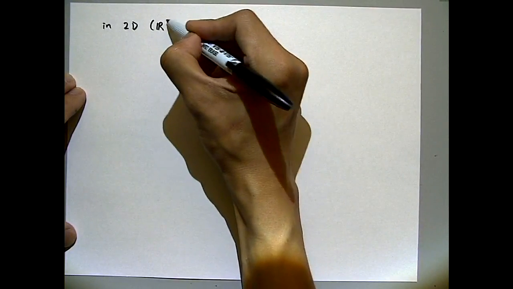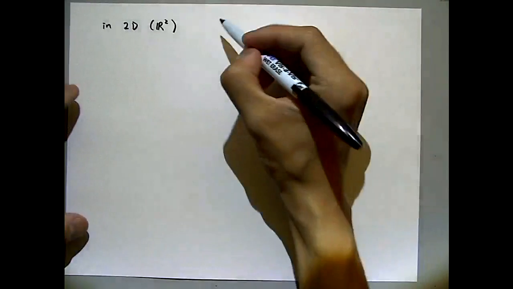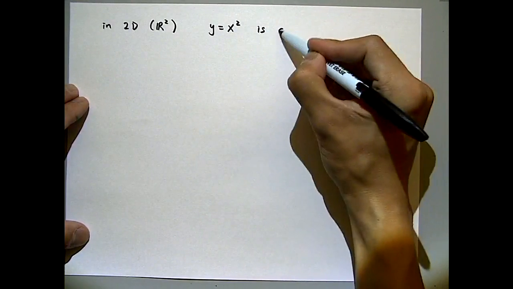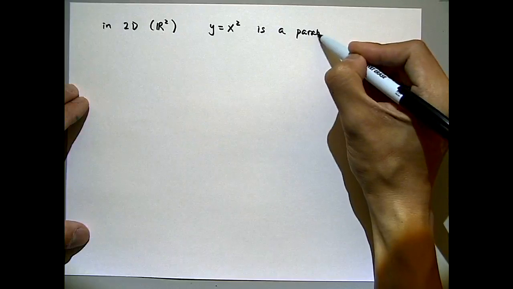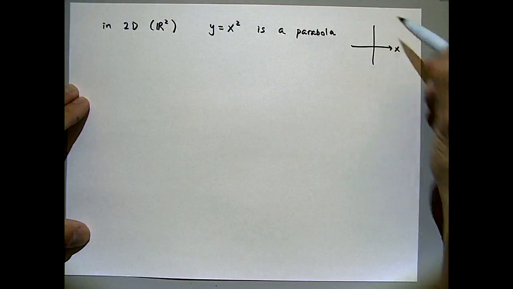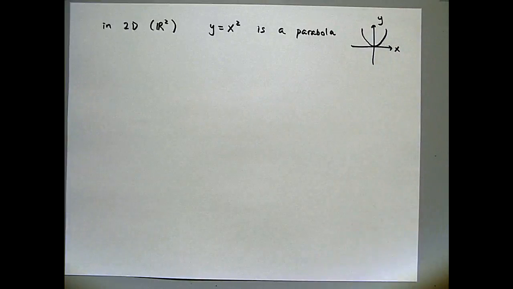So the equations of these things all share a common feature. For example, in two-dimensional space, often you'll see written this way, R2, that means two-dimensional space. y is equal to x squared. It's a parabola. Right, we all know that.